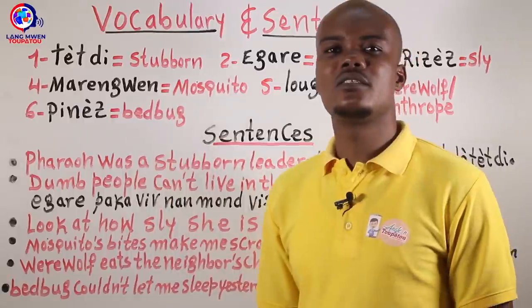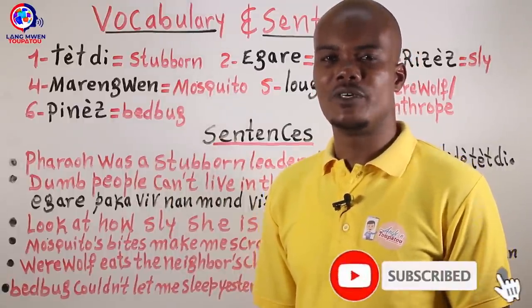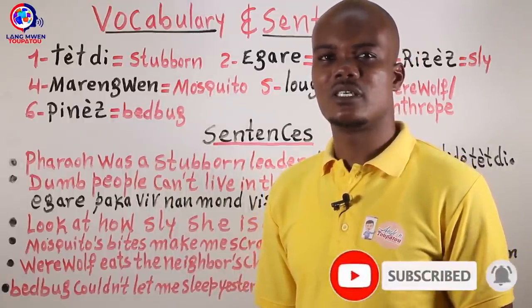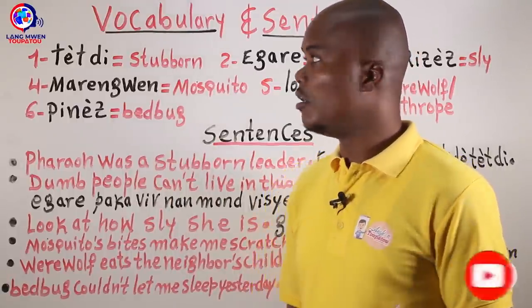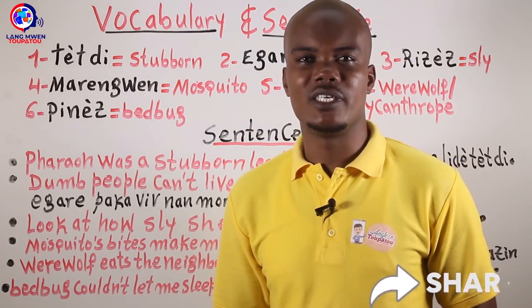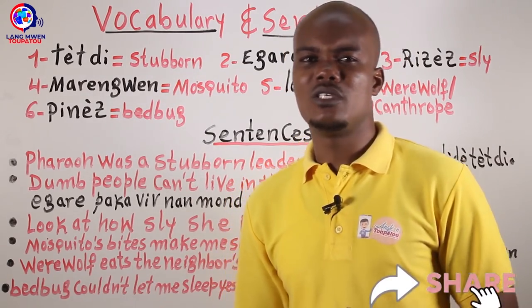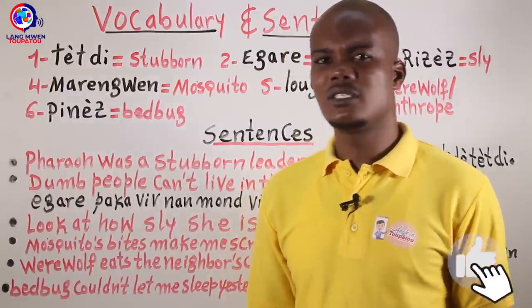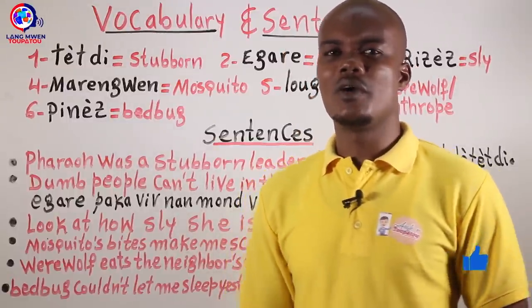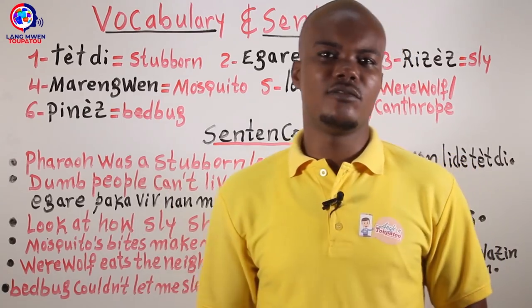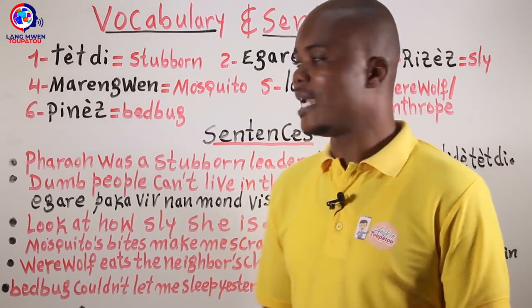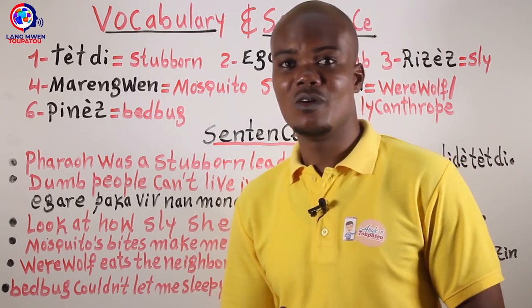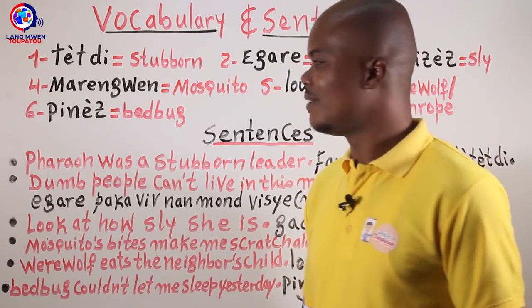You say that, stubborn. Okay, you hear it. Stubborn. You say stubborn. Okay? Ou gen tête dit. Ou têtu. For example, let me give you an example. Ma ban nou exemple pou n'kapab bien comprendre.